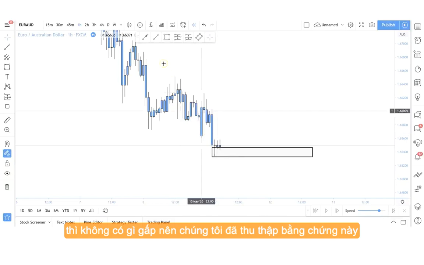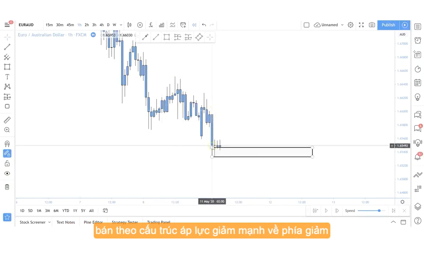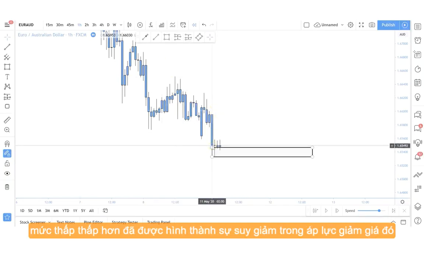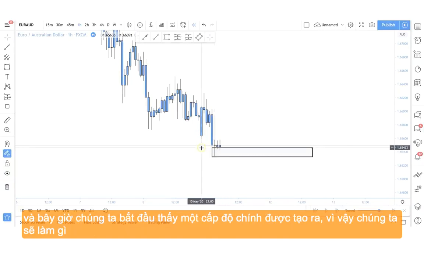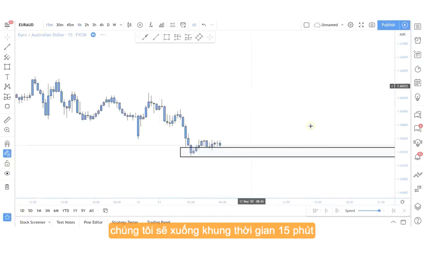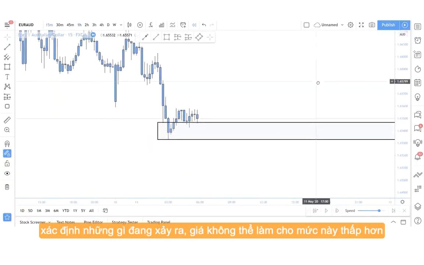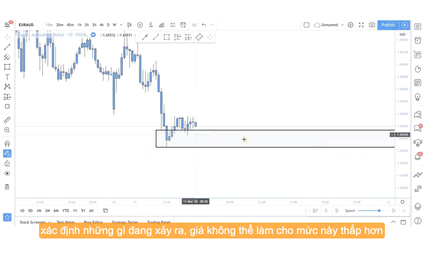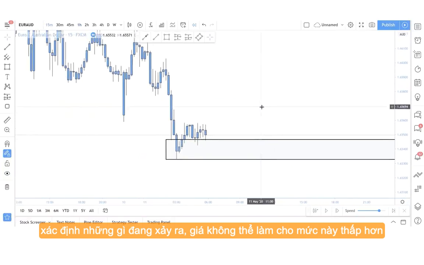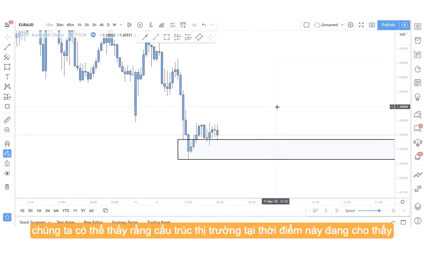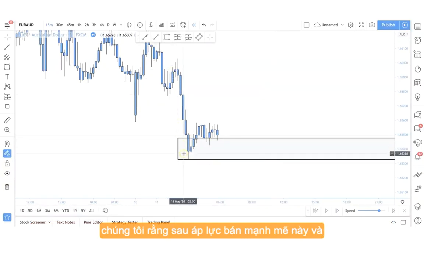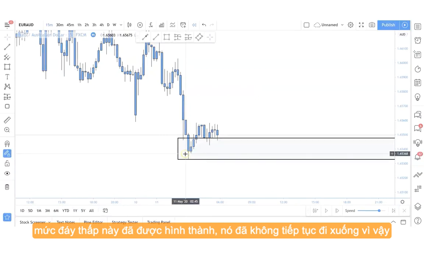So we've gathered this evidence. Sell by structure, strong bearish pressure to the downside. Lower low has been formed, a depletion in that bearish pressure, and now we're starting to see a key level created. So what are we going to do? We're going to scale down to our 15-minute time frame, and we're going to identify what's happening. Price is not able to make this lower low. We can see that the market structure at this moment in time is indicating to us that after this strong sell pressure and this lower low has been formed, it is failing to continue to go down.